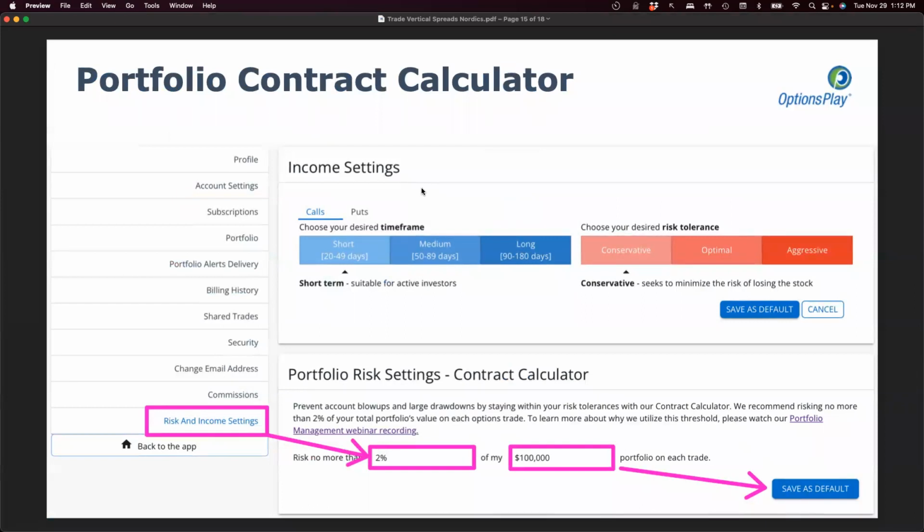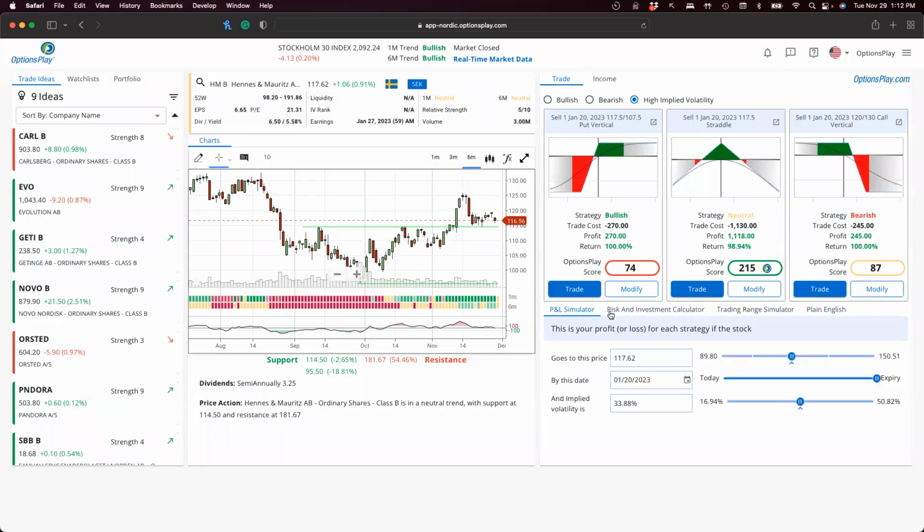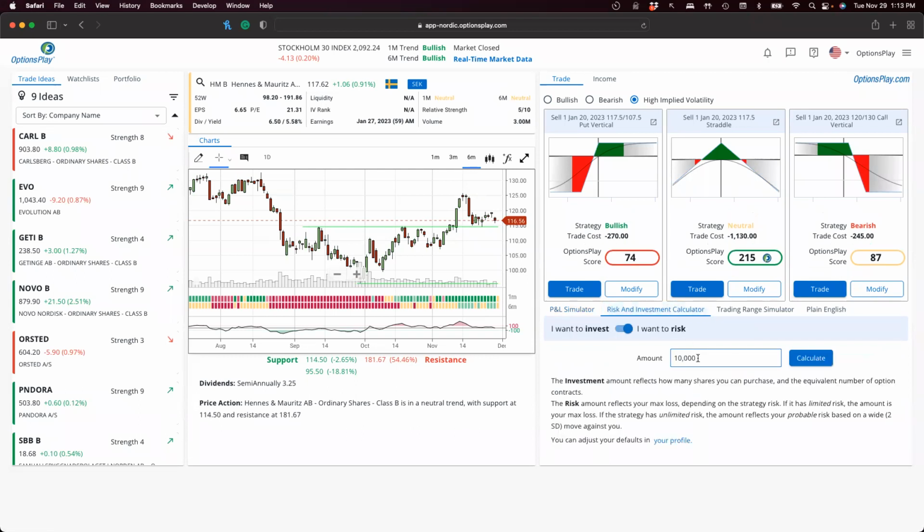And lastly, I want to talk about the portfolio contract calculator. This is a really important tool. For a lot of investors who are new to these types of strategies, just learning the strategy itself is enough of a challenge. What I tend to find that a lot of investors do is that they don't have the tools to properly understand how many contracts they can execute. So this is why we created the risk and investment calculator.